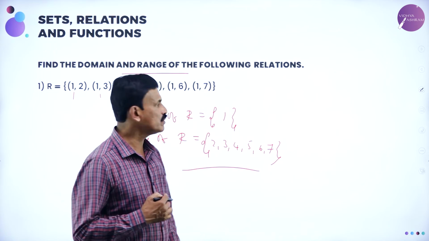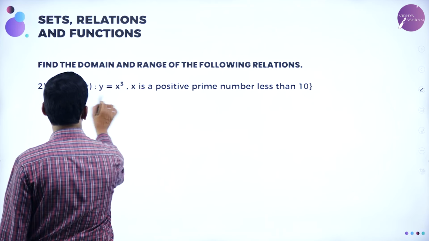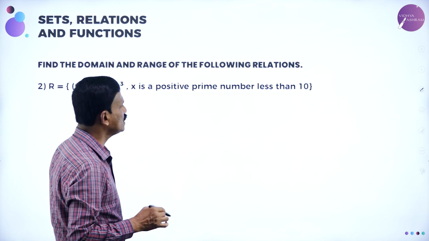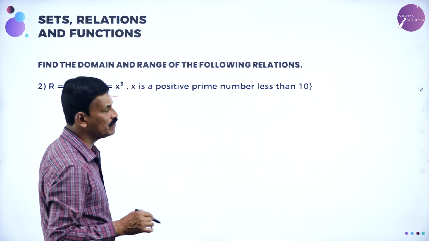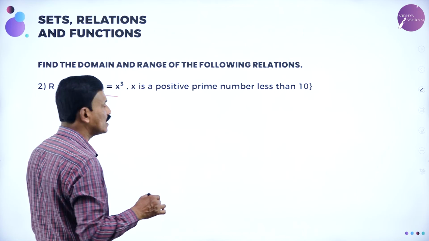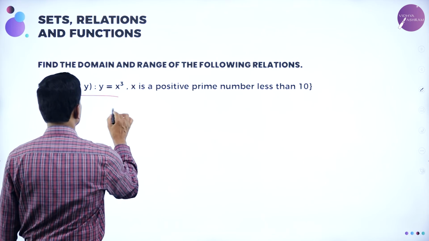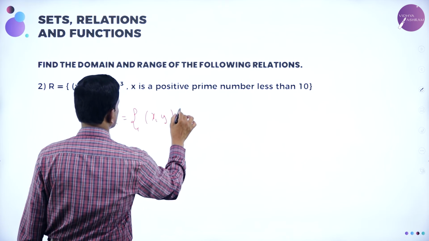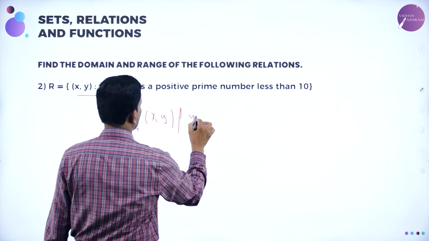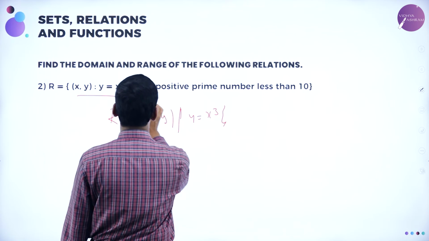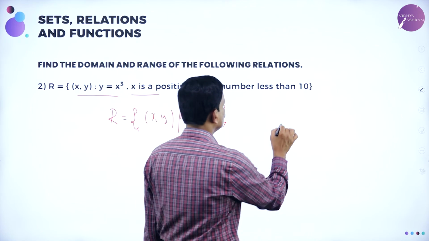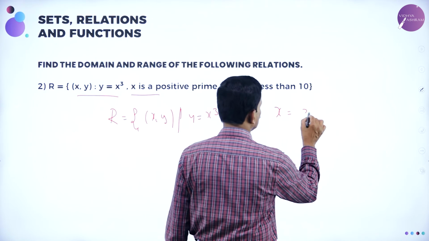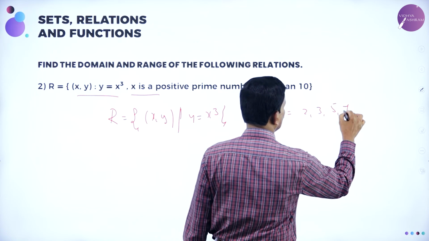Now, let us come to the next problem. What is given? R is equal to {(x, y)} such that y is equal to x cube, where x is a prime number less than 10. So, we have to write the prime numbers less than 10 and the cube of those numbers. X is equal to the prime numbers less than 10: 2, 3, 5 and 7.